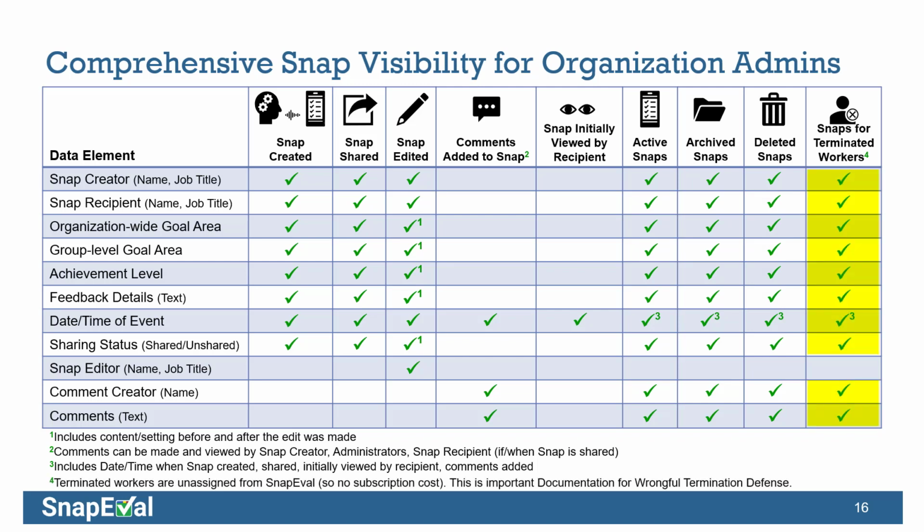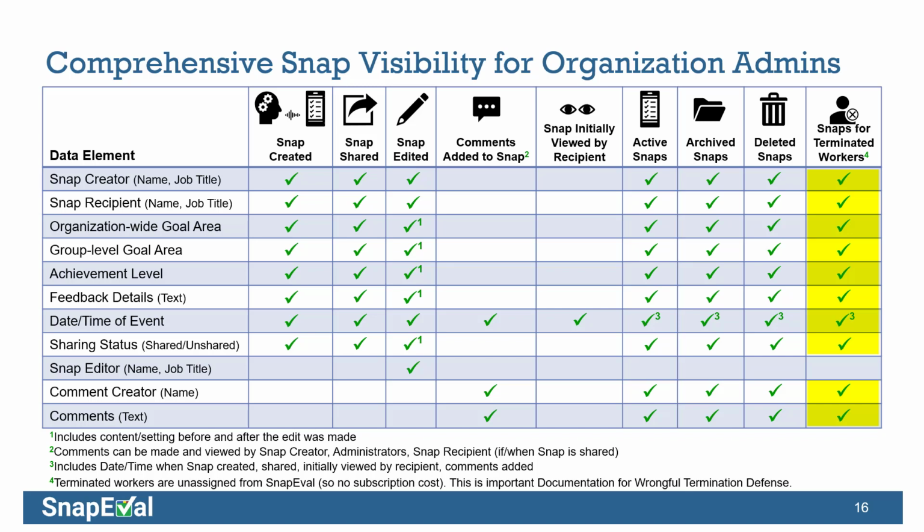And then lastly, let's talk about snaps for terminated workers. If someone is no longer with your organization, there's no reason that you should have to pay for that employee any longer. So you will essentially unassign them from the SnapEval system because they're not going to get any new snaps. They're not going to get any new feedback from this point forward because they're no longer a part of your company. However, that doesn't mean that you don't have access to all the feedback they've received.